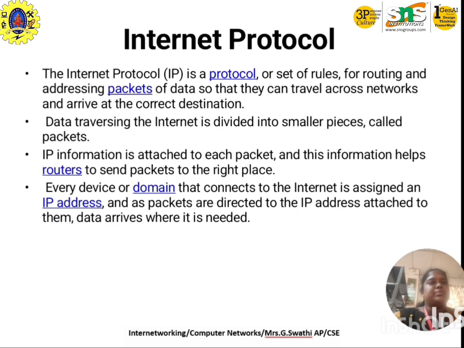Internet protocol means IP. It is a set of rules for routing and addressing packets of data so they can travel across a network and arrive at the correct destination. Data traversing the internet is divided into smaller pieces called packets. IP information is attached to each packet, and this information helps routers send the packet to the right place. Every device or domain that connects to the internet is assigned an IP address, and packets are directed to the IP address attached to the datagram where it is needed.